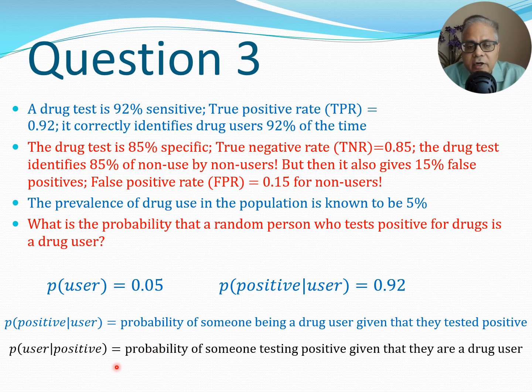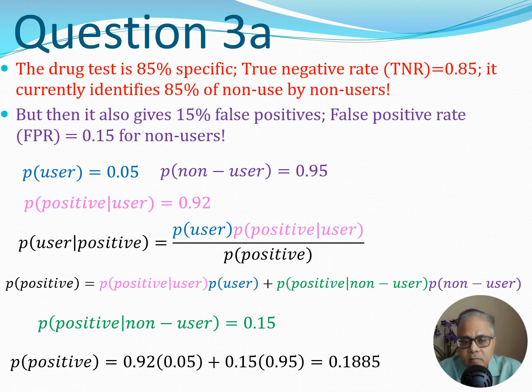But there is an alternative number which is more interesting to us, that is P(user | positive). This is the probability of someone being a drug user given that they tested positive. So we are going to find that out. Now, of course, to find this P(user | positive), we will use Bayes theorem here. But from the information we have got previously, we have only some of the information. We have P(user) is 0.05 and we have P(positive | user) is 0.92, but we do not have P(positive) here, so we have to find that.